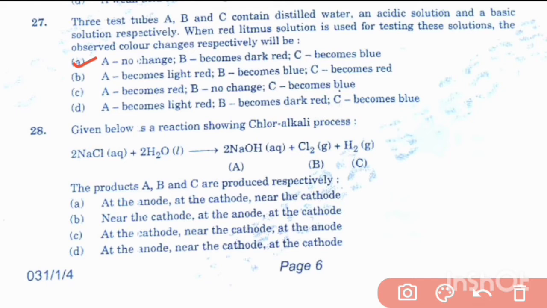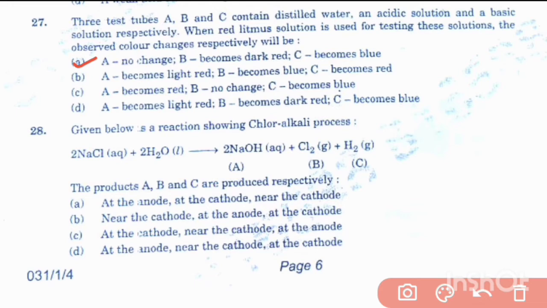Given below reaction showing chlor-alkali process, 2NaCl plus 2H2O reaction occur to NaOH plus Cl2 plus H2. Here in reactant side, sodium chloride reacts with water to give sodium hydroxide plus chlorine gas plus hydrogen gas emitted. So the products A, B and C are produced respectively.